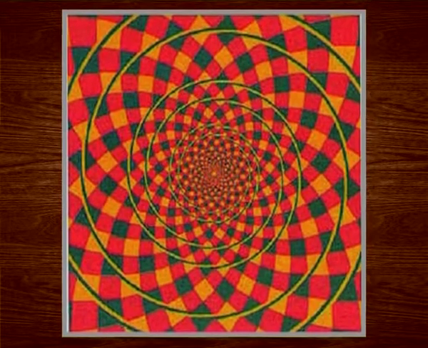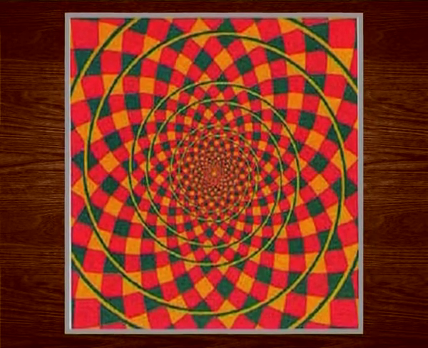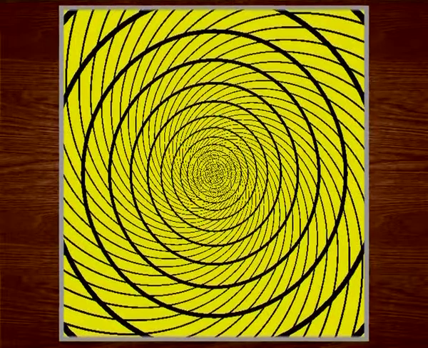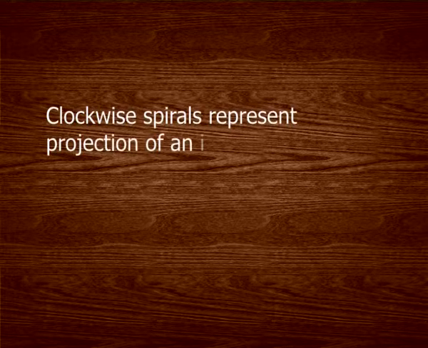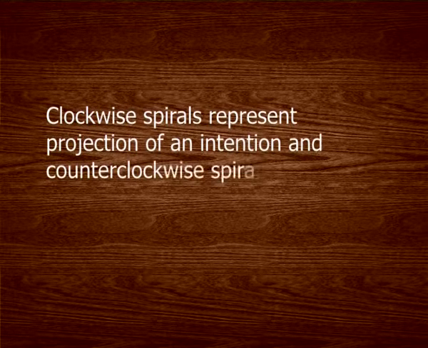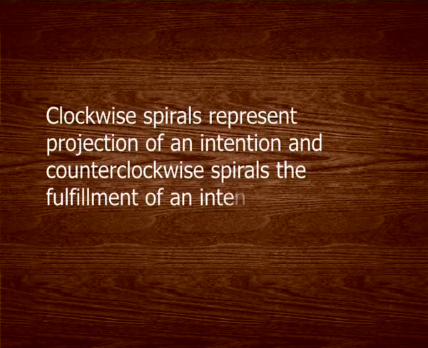Spirals move in either direction and represent returning to the same point on life's journey with new levels of understanding. They represent trust during change, the release of energy and maintaining flexibility through transformation. Clockwise spirals represent projection of an intention and counterclockwise spirals the fulfillment of an intention. Double spirals can be used to symbolize opposite forces.